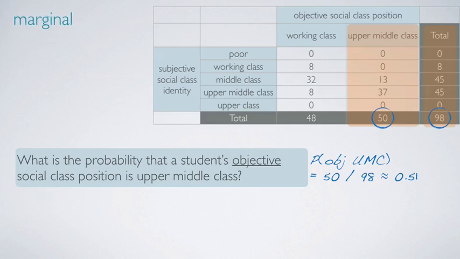Note that the term marginal probability comes from the fact that the counts we use to calculate this probability came from the margins of the contingency table.